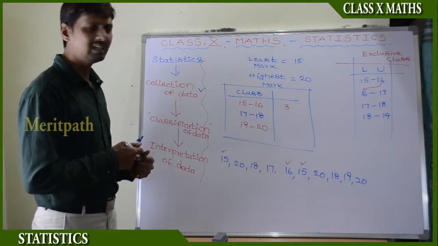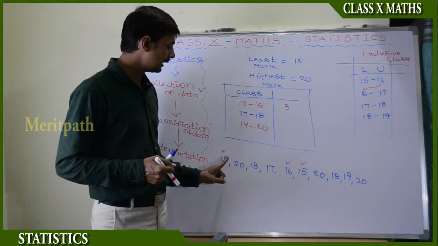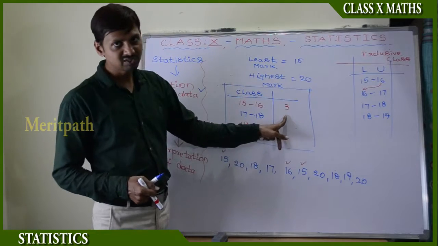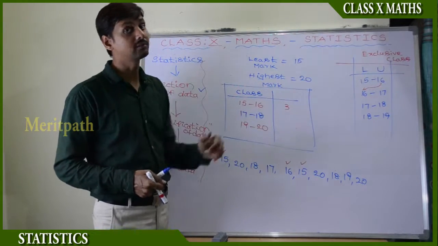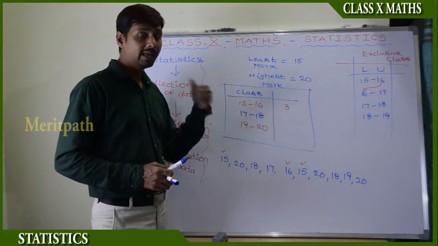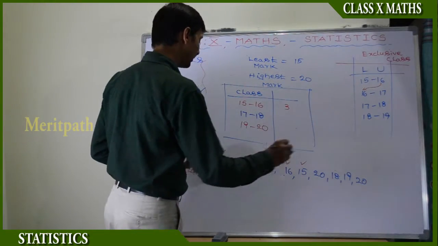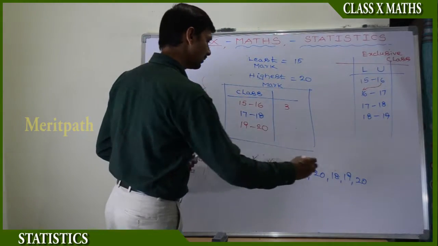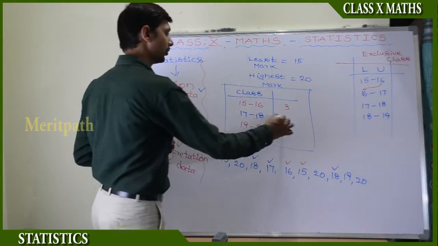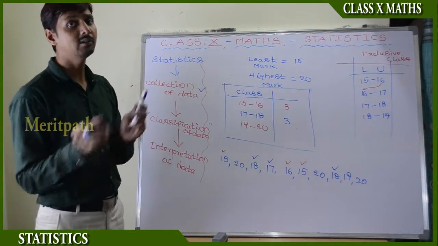Then let's find out how many students got marks from 15 to 16. Return 15, 15 and 16. 3 students got from 15 to 16, including 15 and 16 also. Let's find out the number of students who got 17 to 18, including 17 and 18. There is no other 17 here, and 18 is 1, 2, so 3 students got from 17 to 18, so 3 here.